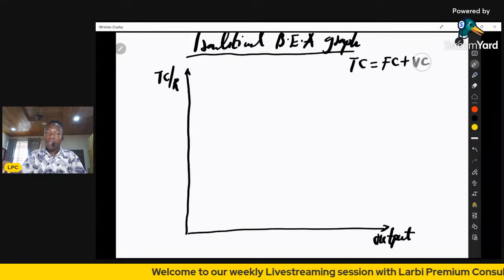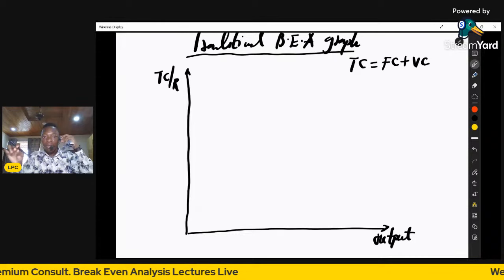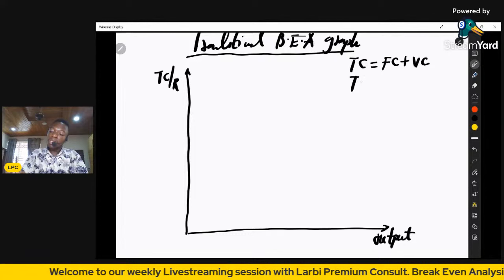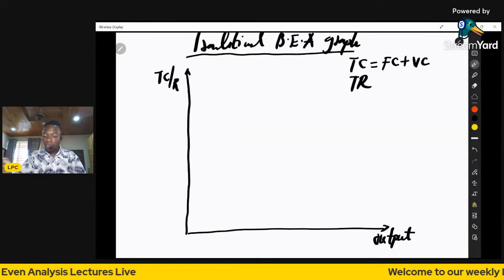But one thing that we need to note here is that when it comes to the traditional break-even analysis graph, we don't illustrate the variable cost curve. That's what we need to understand. So we're going to illustrate only the fixed cost, the total revenue curve, and the total cost. As we move along, others will come in for us to appreciate in that line.